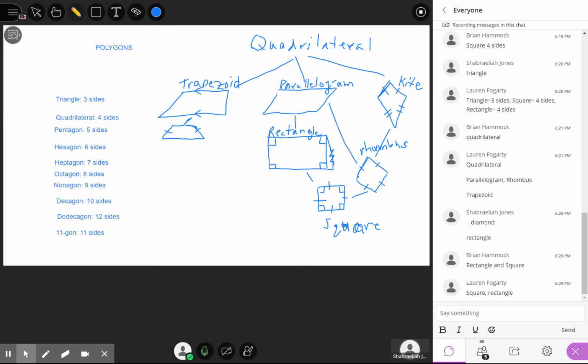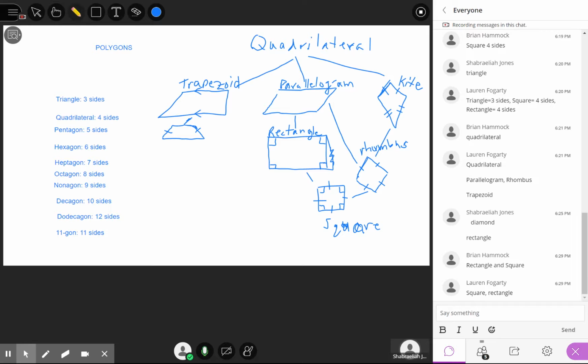Okay, so we're going to ask some always and never questions about quadrilaterals using this taxonomy of quadrilaterals. So first of all, which quadrilaterals always have right angles? And I see some people are saying rectangle and square, and I would agree with that. Those are the two types of quadrilaterals that always have right angles.